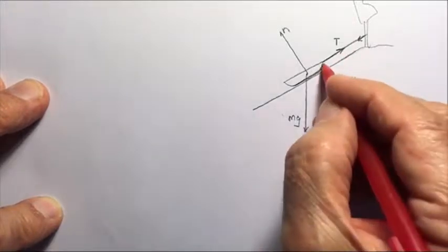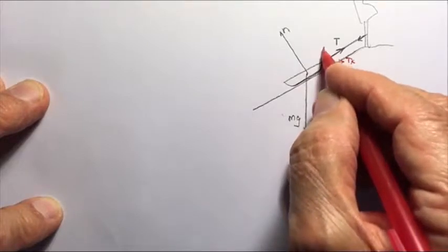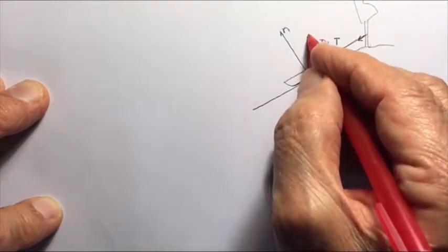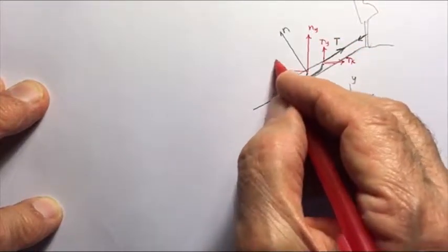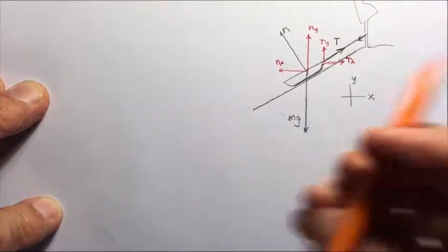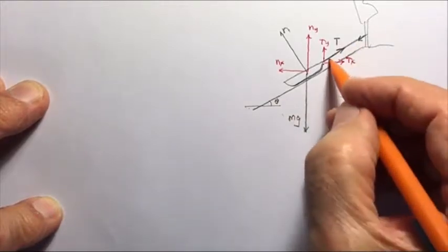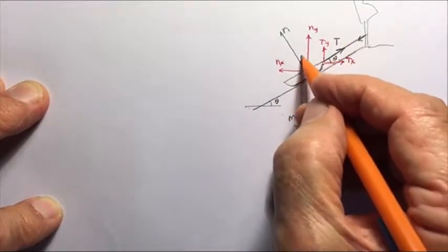The T will have a Tx and a Ty, and the normal would have an Ny and an Nx. Now, if this angle is theta, then this angle is theta, and this angle is theta.